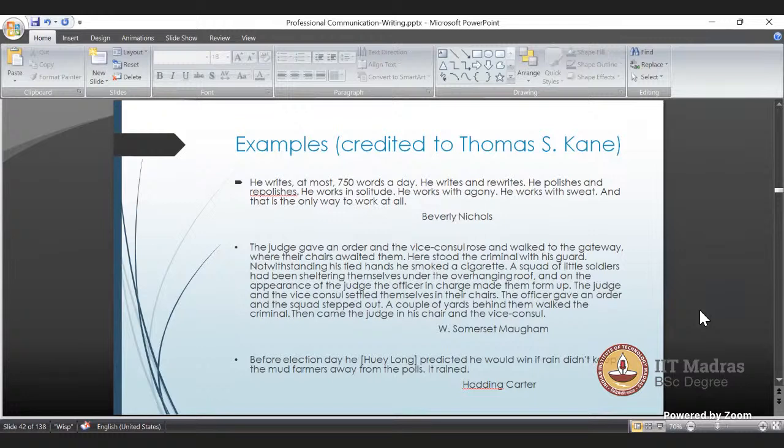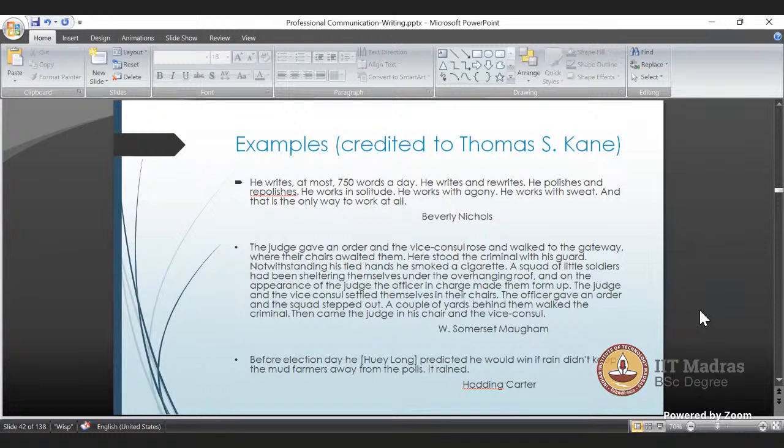He writes at most 750 words a day. Yeah, writing, right? It's about writing. The major idea stressed here is about writing. What happens when one writes? Writes and rewrites, polishes and repolishes, works in solitude, works with agony, works with sweat. Okay, and that is the only way out. So all of them are pointing towards the task of writing. That one idea is present in all these multiple short sentences. All the sentences are written in the segregating style.